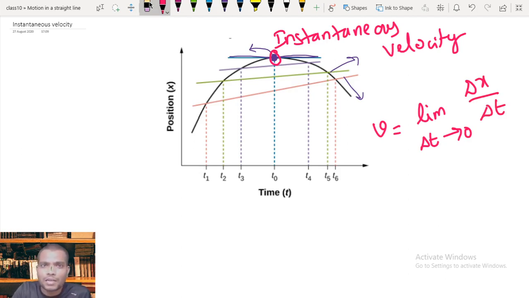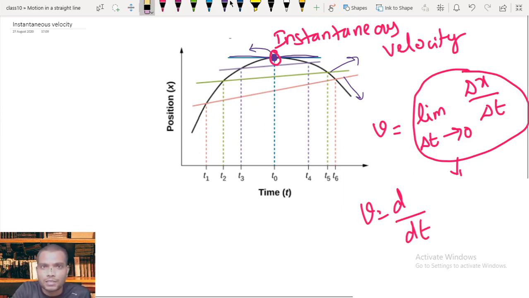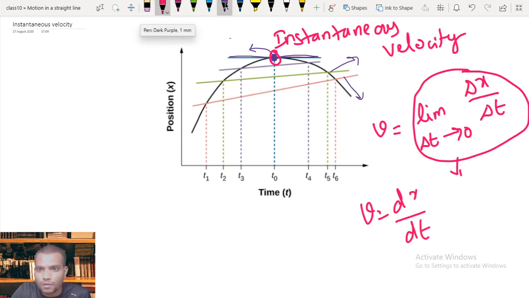So the difference in the x component upon delta t, and all of this we write in terms of velocity: v equal to dx by dt. Here x is position. So this became the new definition for velocity.